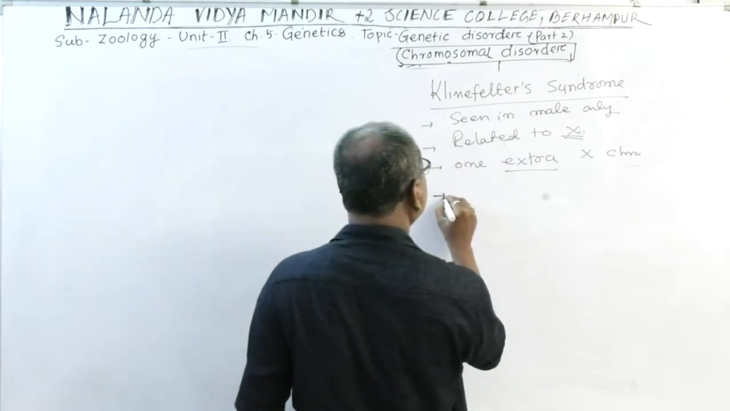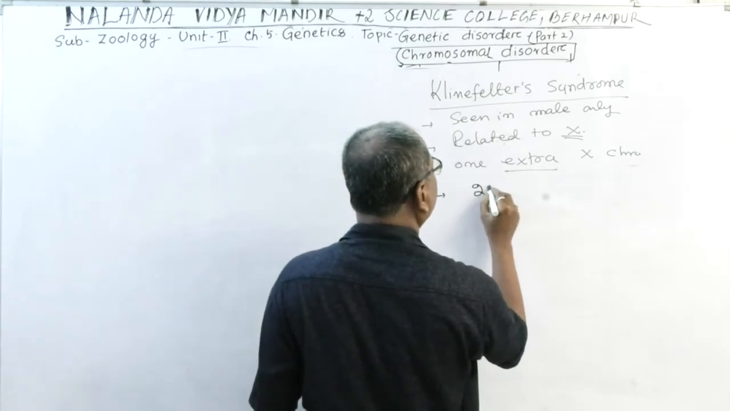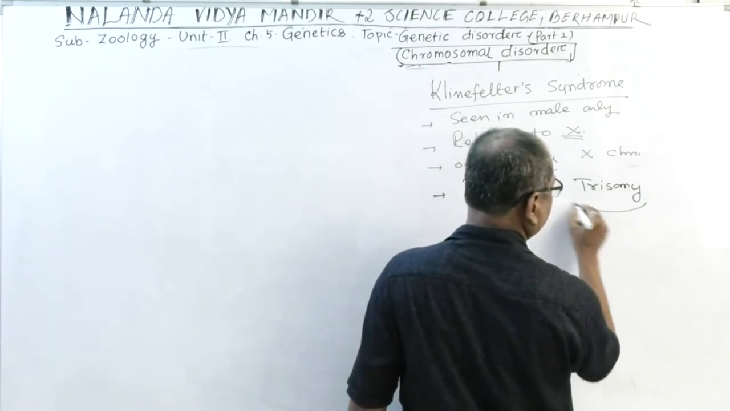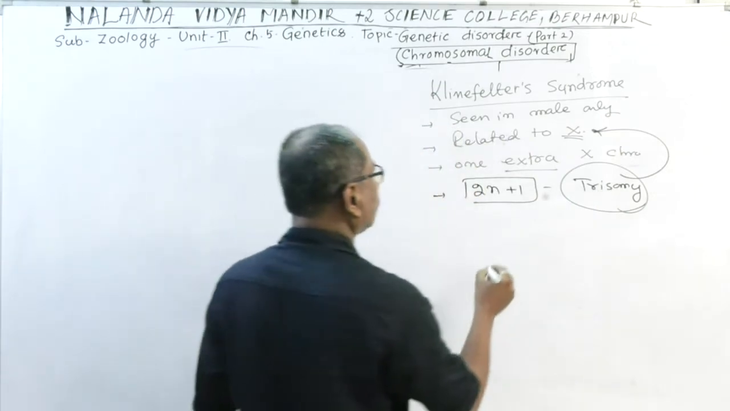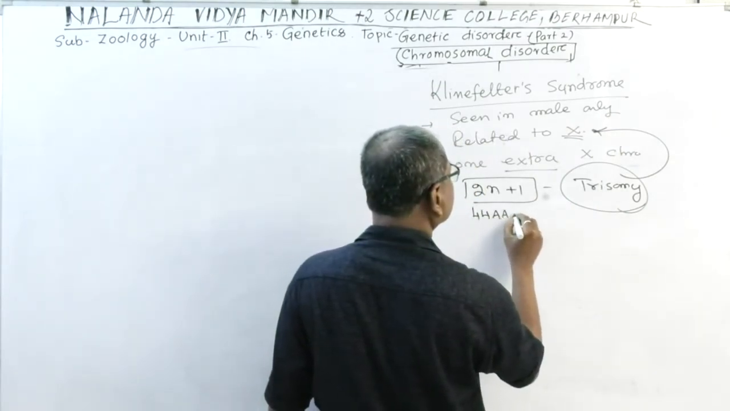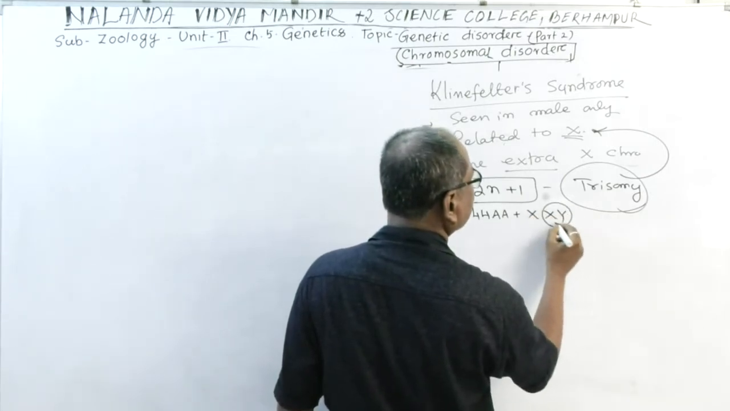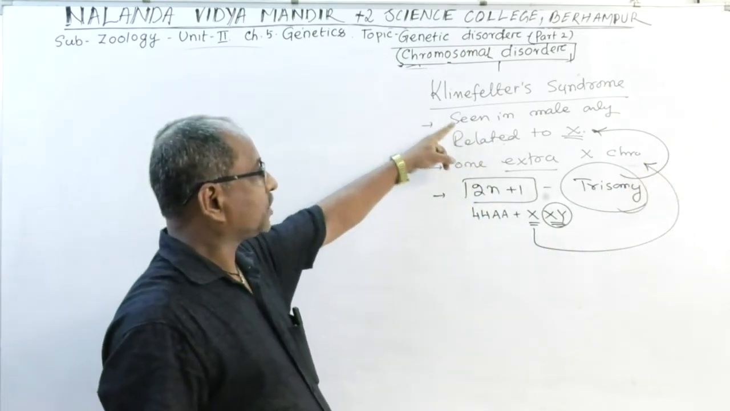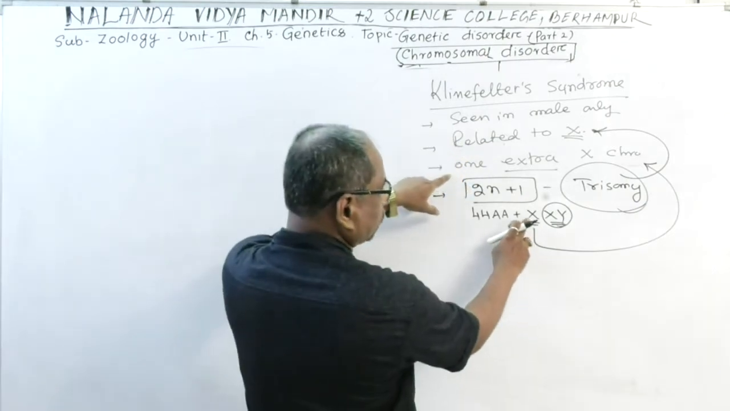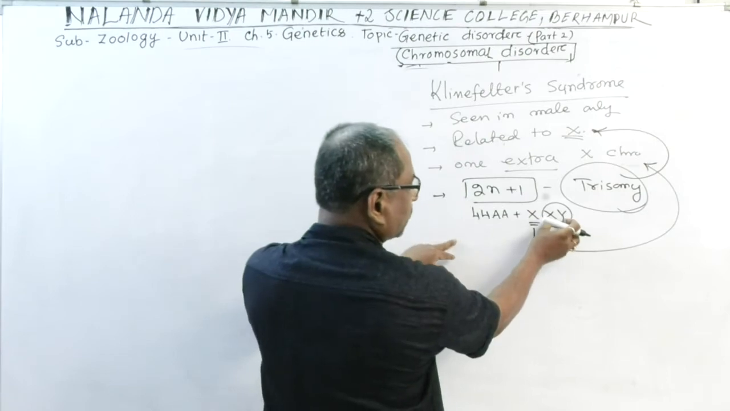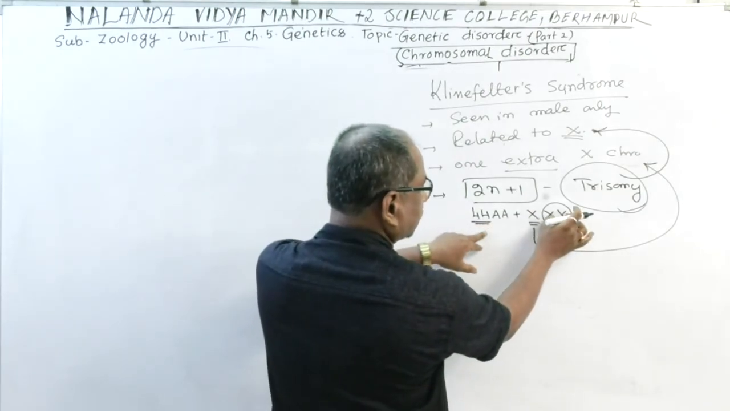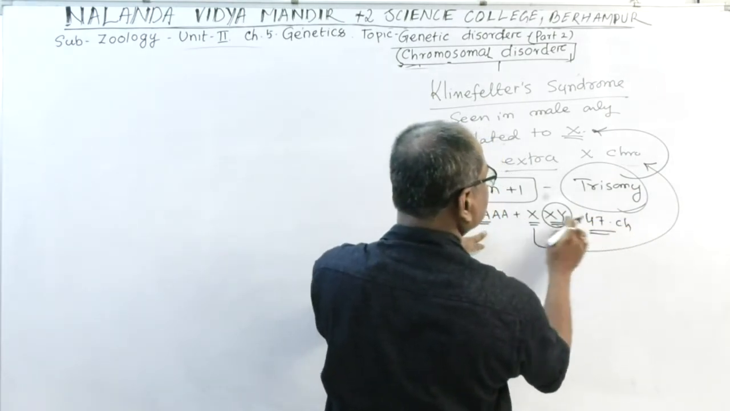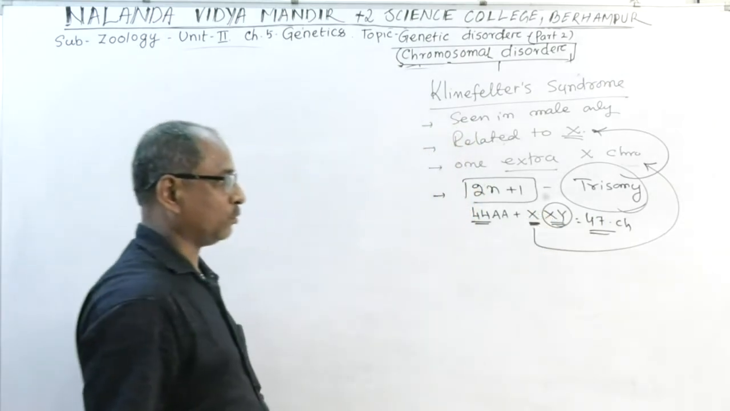That means the chromosome complement is 2n plus 1, so it is trisomy, and this trisomy is related to the X chromosome. Here the chromosome complement is 44 autosomes plus XY, that means male, and this is the extra X chromosome. That is 44 plus 2, 46, plus 1 X. That means the total chromosome number is 47. This 47 is due to the extra X chromosome.